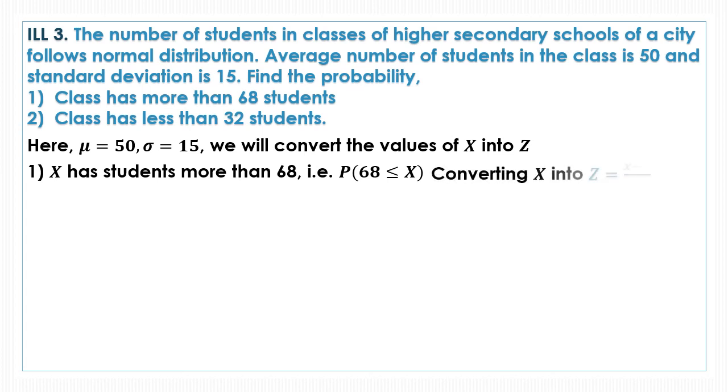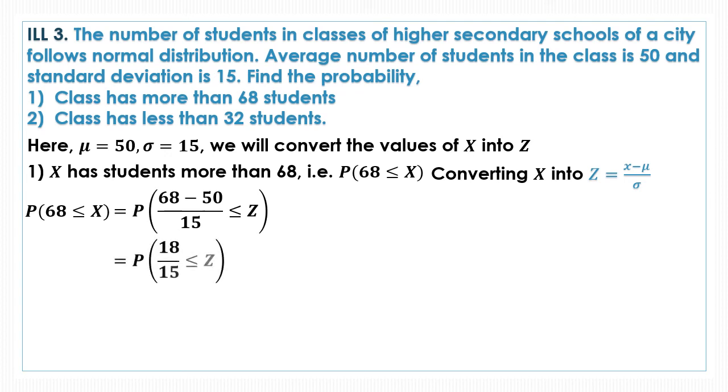So we will be converting this x into z value. 68 less than or equal to x. So 68 minus 50 upon 15 is less than or equal to z, which would be 18 upon 15 less than or equal to z, that is 1.2 less than or equal to z. That means 1.2 is the lesser value, z is the greater value.